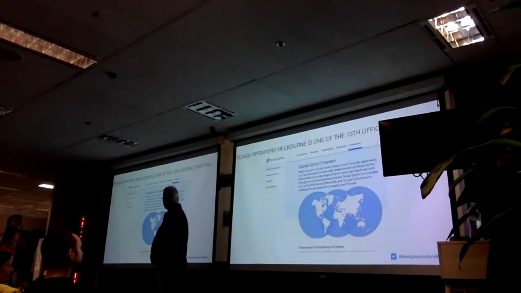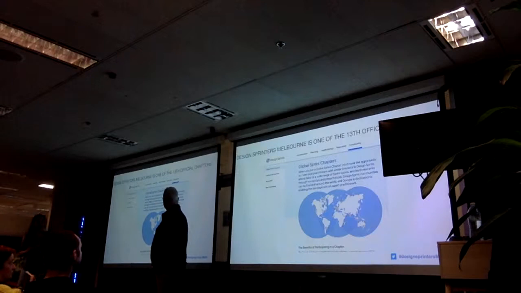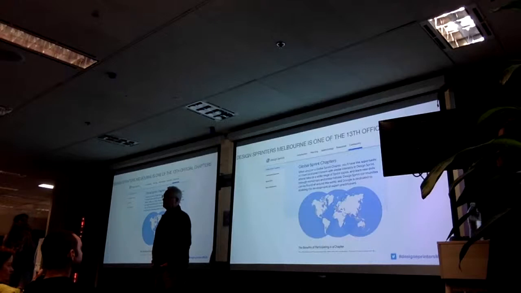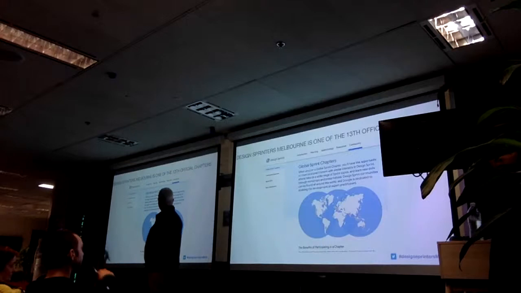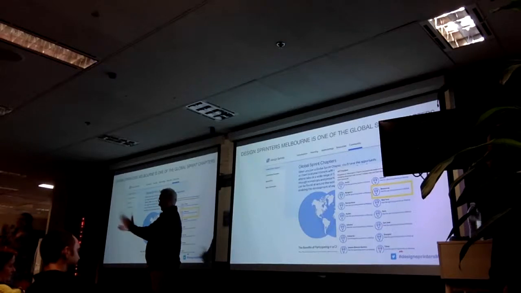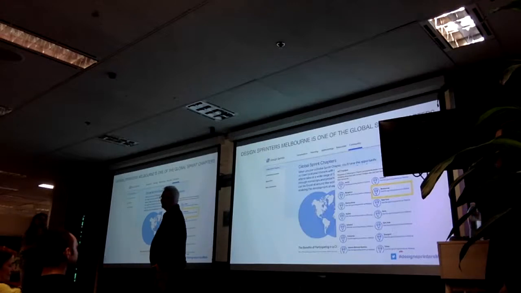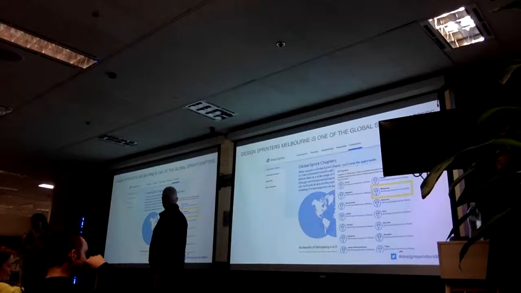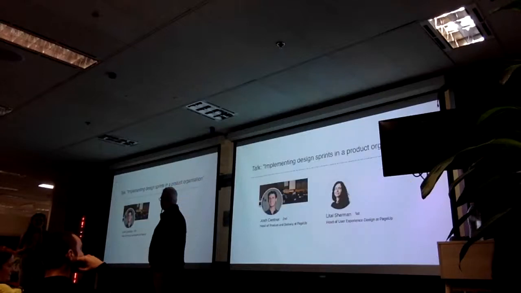The second announcement is that Design Sprints Melbourne is one of the 13 official chapters on the Google Design Sprint Kit website. If you see the map, we're listed there. Our meetups are now available and announced in the Global Design Sprint chapters from Google. A big shout out to everyone that contributed to being part of that community and part of the initial Global Sprint chapters.